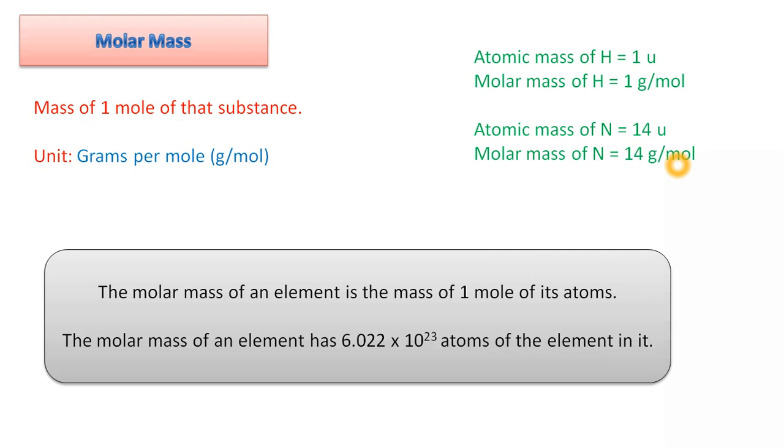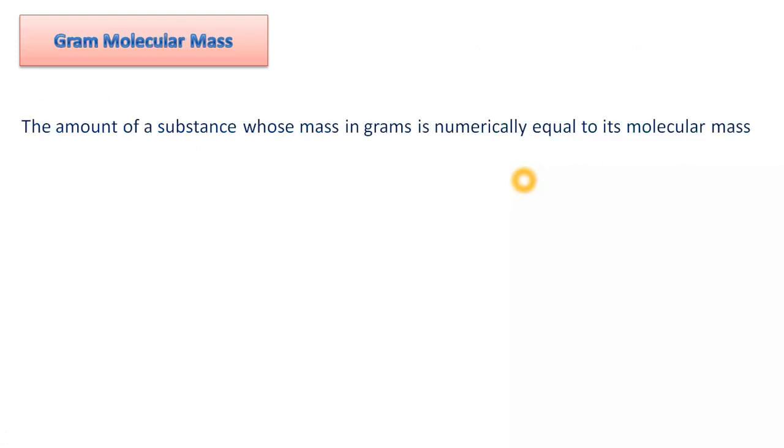Now when we are dealing with the molecules of a substance, at that time we don't use the term gram atomic mass, we use the term gram molecular mass, or the molar mass of the substance. That means a substance containing molecules, and that can be an element or a compound. Now, what is gram molecular mass here? Again, the same thing. It is the amount of a substance whose mass in grams is numerically equal to its molecular mass.